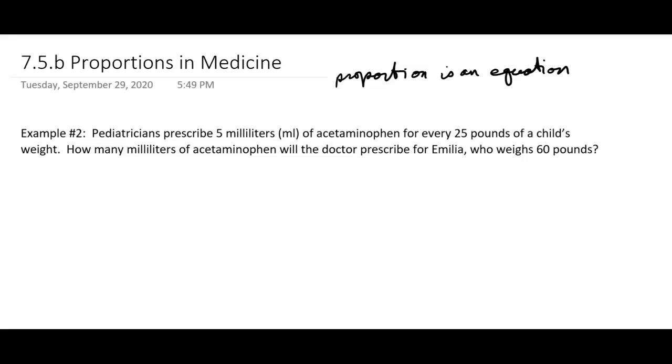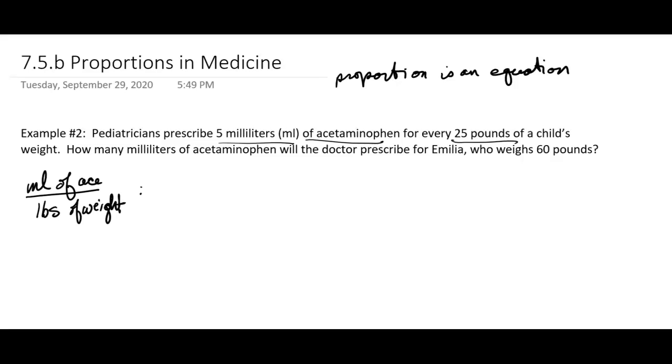Okay, so here we have an example in medicine, and we're going to have more examples throughout this section. Pediatricians prescribe 5 milliliters of acetaminophen for every 25 pounds of a child's weight. Okay, so the proportion is we're comparing how many milliliters of acetaminophen to how many pounds of weight. And you don't even have to write all that out. You could just put milliliters to pounds, and you'll know which one you're talking about then.